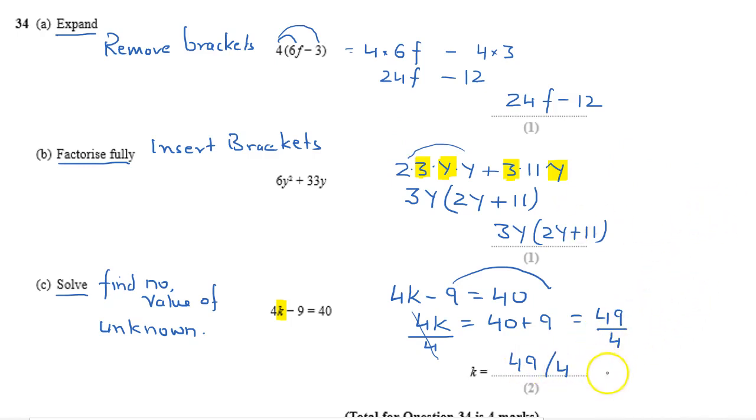You can write it in a mixed fraction, you can write it in decimals, or you can leave the answer like this. In a mixed fraction, 4 times 12 is 48, 48 plus 1 is 49. So you can write this, or you can write it as 12.14 is 0.25. So you can write any of the answers. Even if you write this answer, you will get full marks.